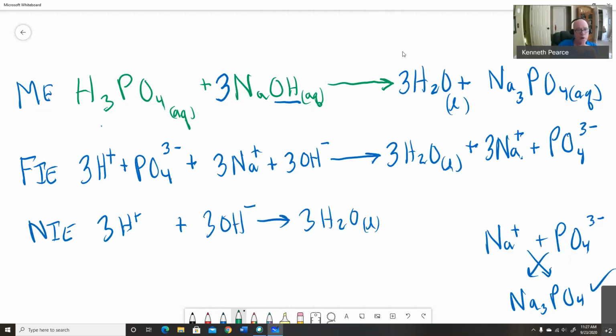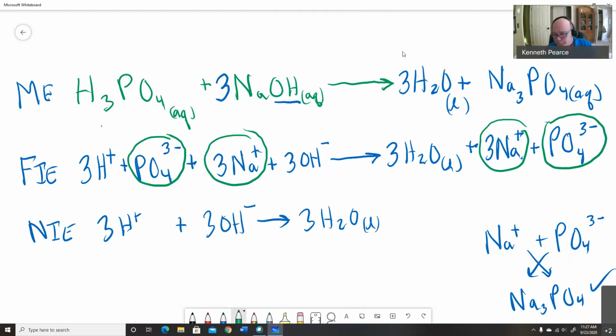So what are our spectator ions? It would be these guys right here, the phosphates and the sodiums are our spectator ions. Okay, so that's how you do that. It's an essential skill. This is an acid-base neutralization, and the real key on acid-base neutralizations is realizing that for every H plus you need an OH minus, and you get a water. And the products of all acid-base neutralization reactions are water plus its salt.